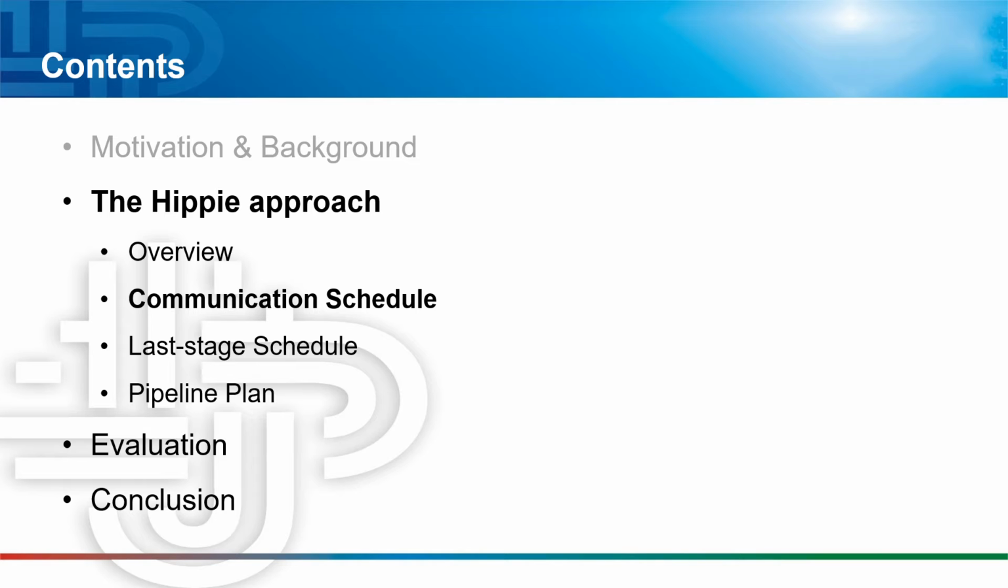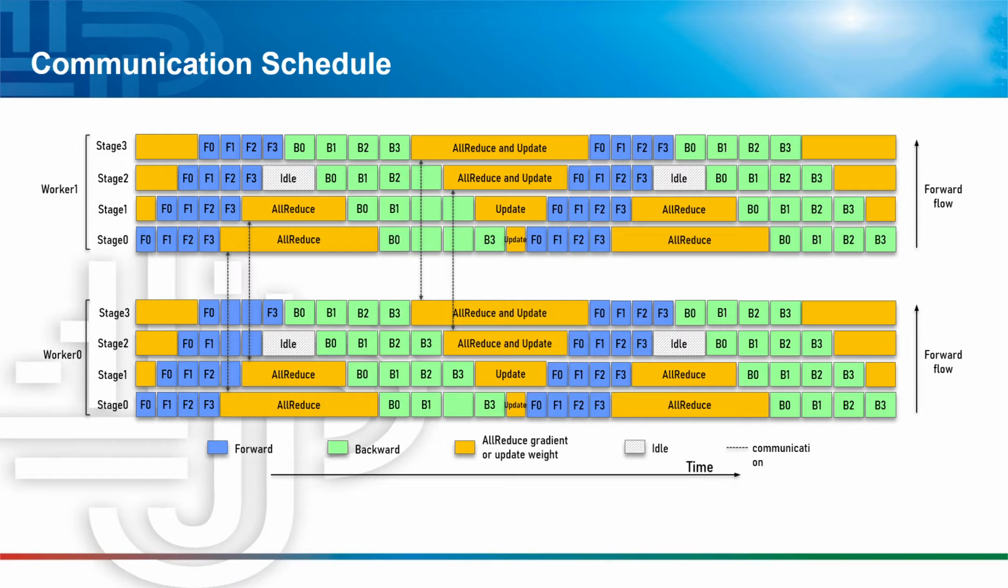Let's explain how the communication schedule works first. The key to improving throughput and scalability is to reduce the proportion of communication time and idle time as much as possible. We can see that there are many idle bubbles existing in the synchronous pipeline. We introduce the communication schedule to use the idle time. Different from the usual DP, where communications come after computations, Hippie advances the communication operations and covers them within the process of computations.